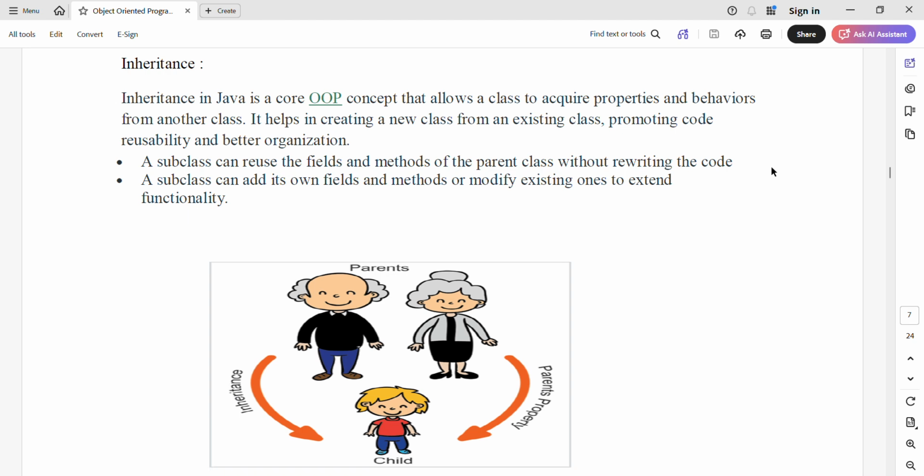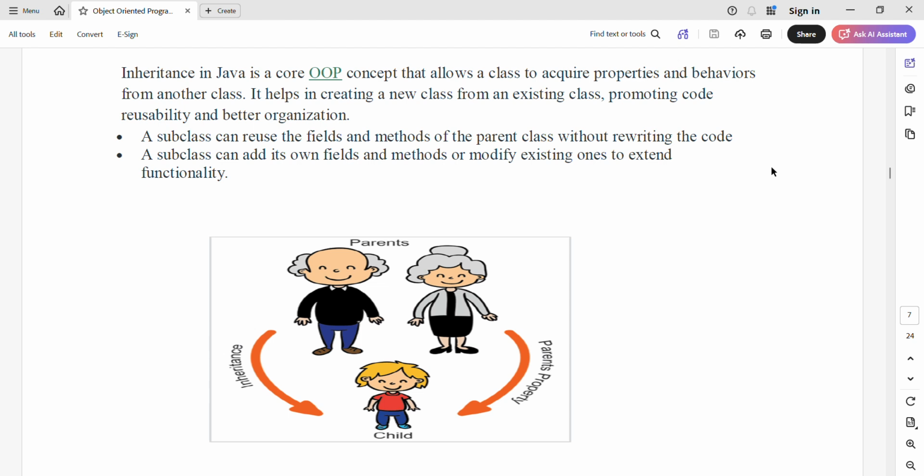So these are all the concepts we have discussed in today's class. These are all the main concepts of object-oriented programming.